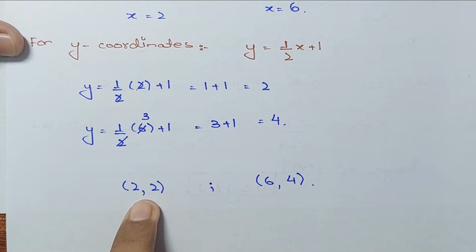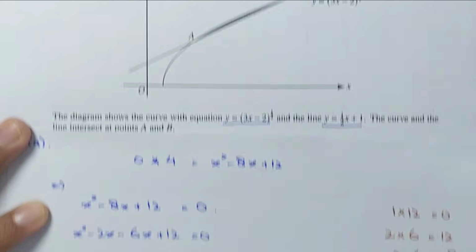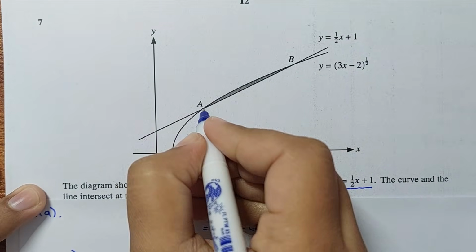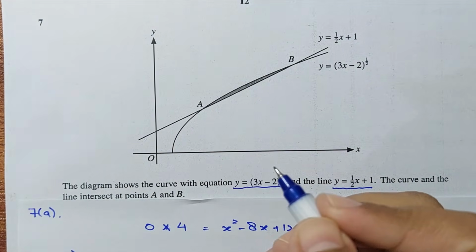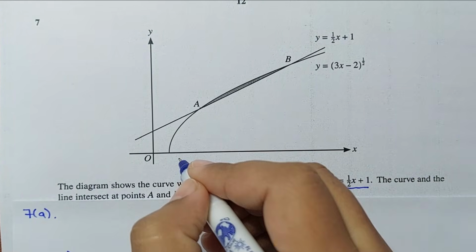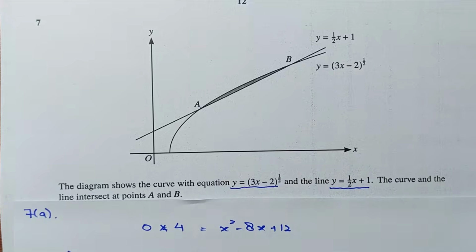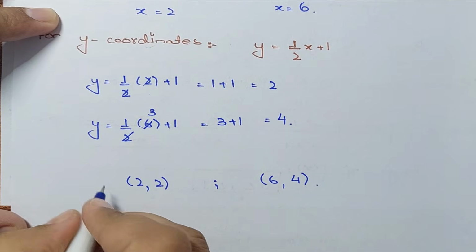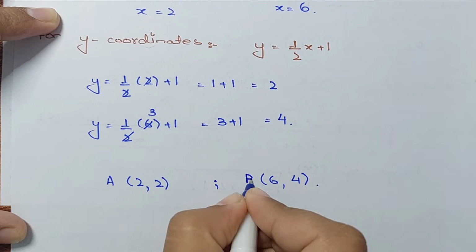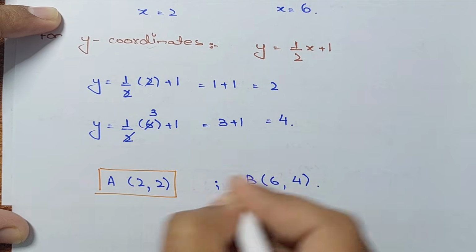Now we need to figure out which one is A and which one is B. When x is 2, when x is 6. Okay, now look at the diagram. Here the A x coordinate we can see should be 2 and the B x coordinate should be 6. So these are the coordinates for A and these are the coordinates for B: 2, 2 and 6, 4.